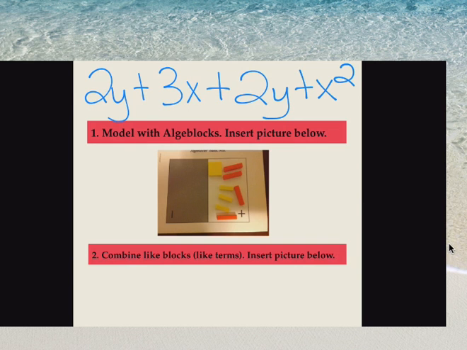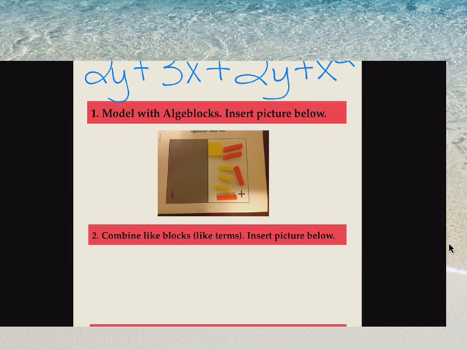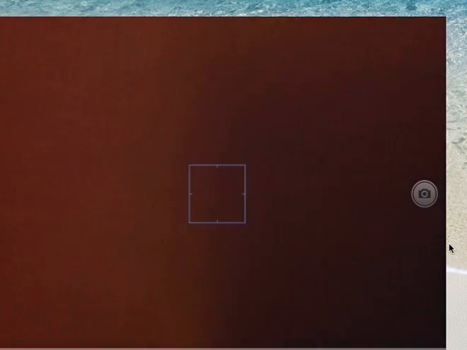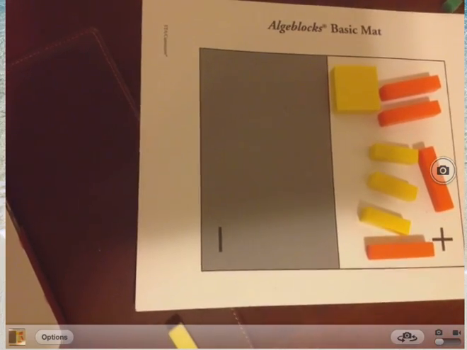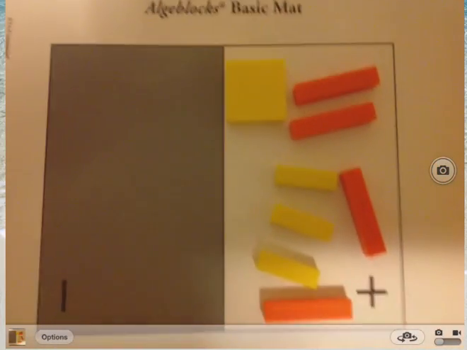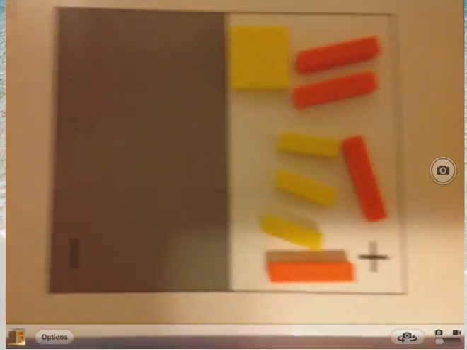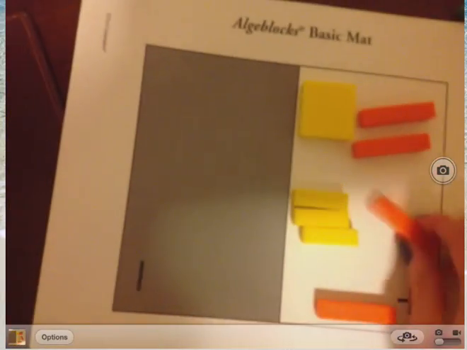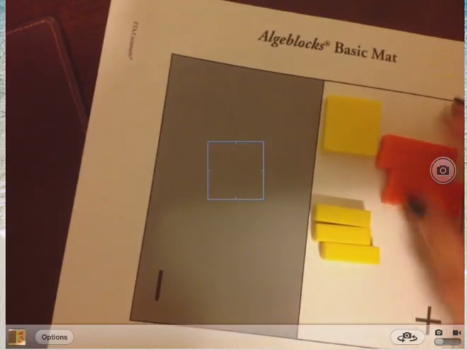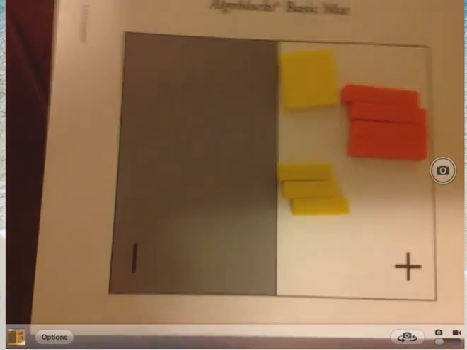All right. Now, remember, our next step is to combine like blocks. Okay. So, we go over here. Let's see what we can combine. Well, we can combine all our x's together, right? We can definitely combine all our y's together, and everything's positive, so we don't have to worry about 0 pairs.